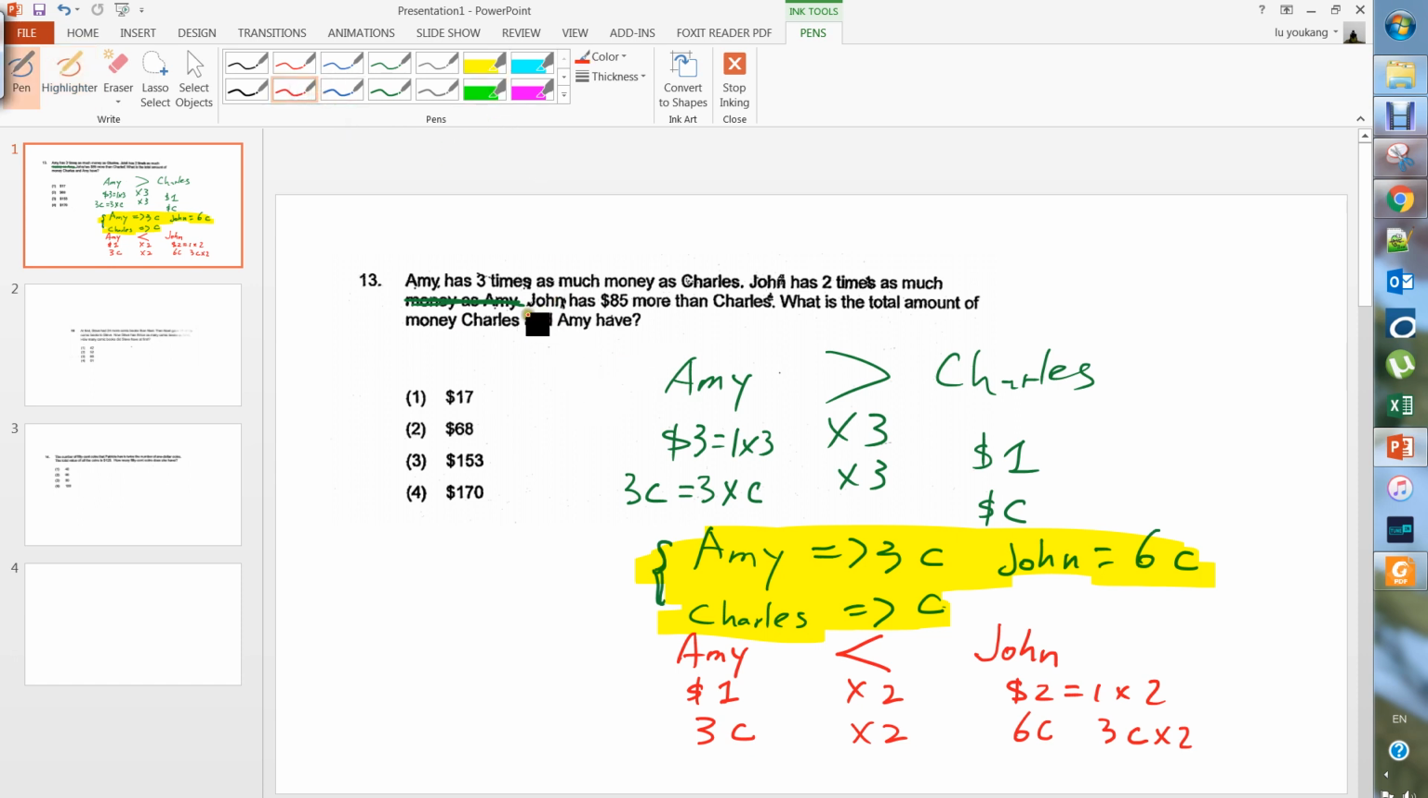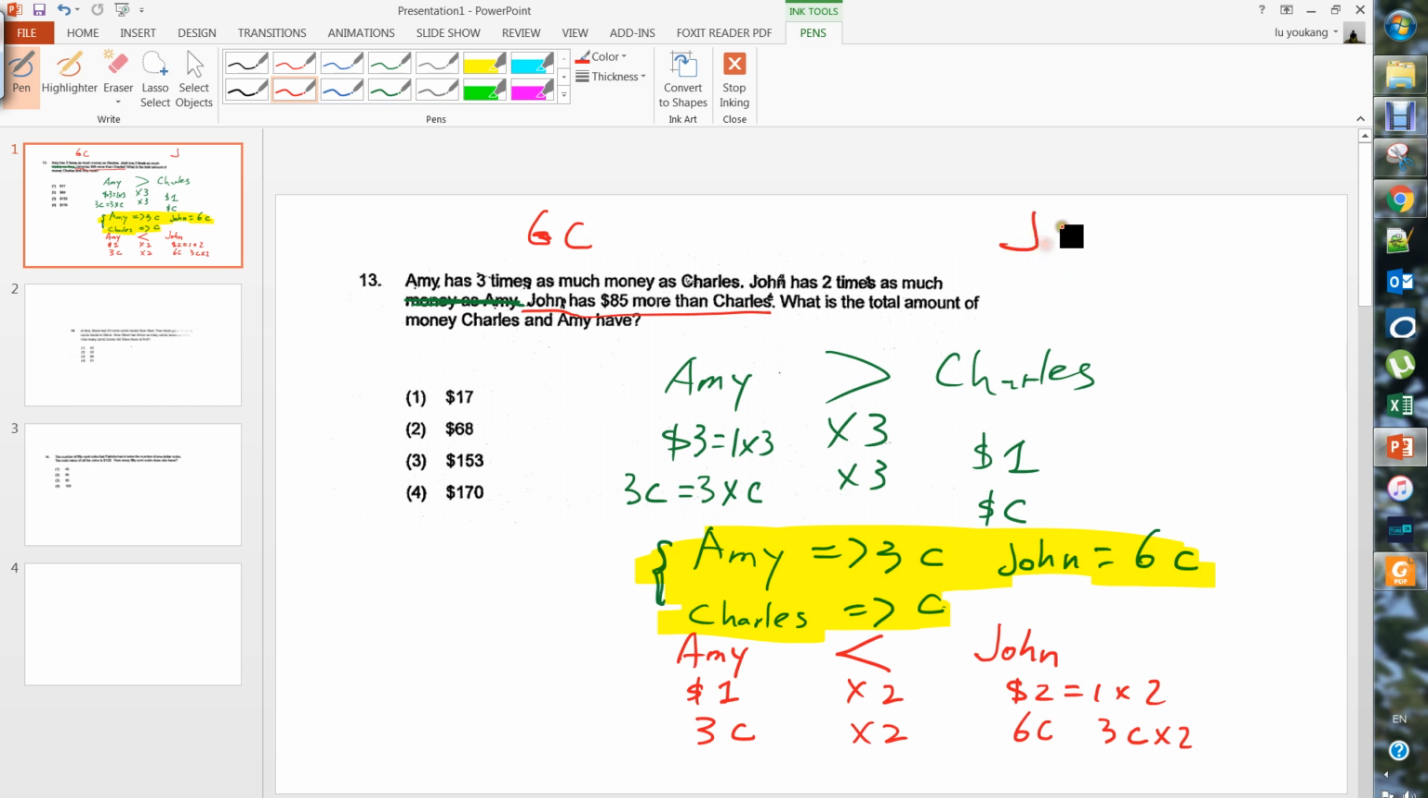John has 85 more than Charles. What do you mean? John has 85 more than Charles. John is how much? Point. 6C. He has 85 more, and 85 more means plus 85, add 85 more. Hold on, John has 85 more than Charles.